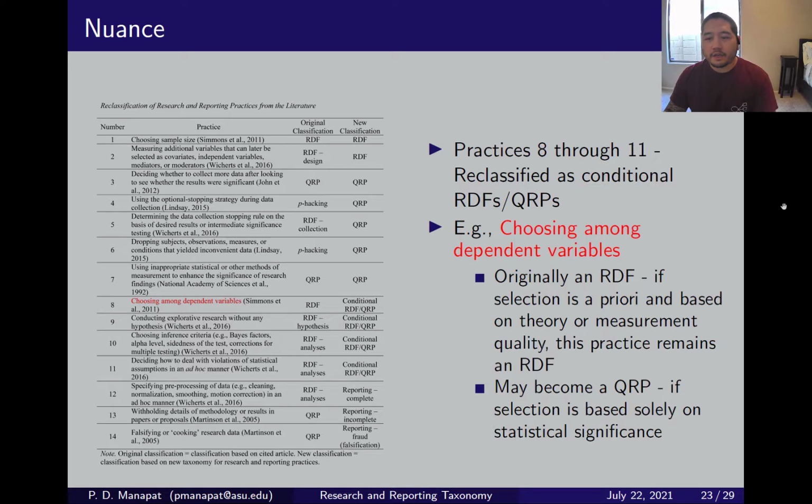And then here is an example where we add nuance with our new taxonomy. So with practices 8 through 11, they're reclassified as conditional RDF/QRPs. For example, choosing among dependent variables. This was originally classified as an RDF, and if selection is a priori and based on theory or measurement quality, this practice remains an RDF. But it becomes a QRP if selection is based solely on statistical significance.